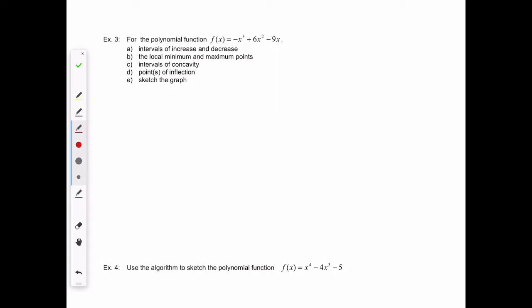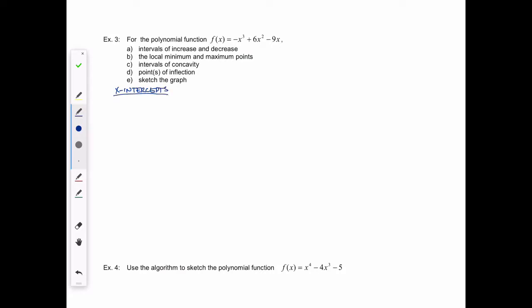For example number 3, they're asking for a bunch of different pieces of information, so there's going to be some calculations involved for each. In this case, I'm taking an order. The first thing I always try to do is find the x-intercepts. So let's do that.